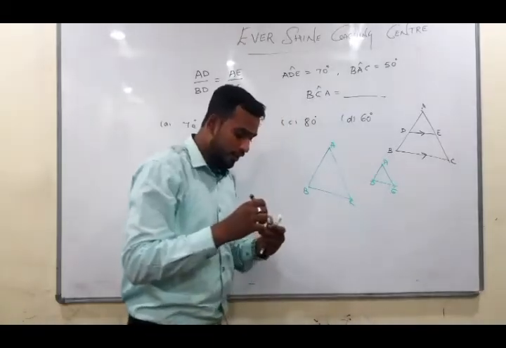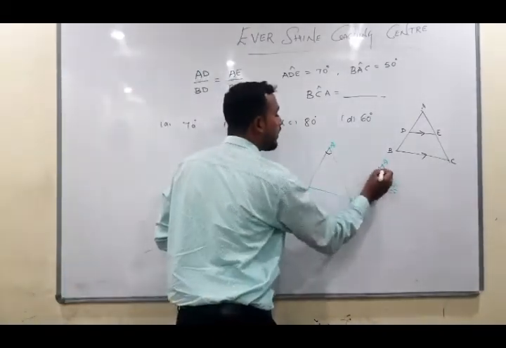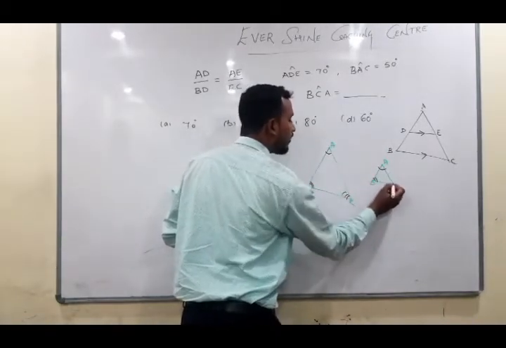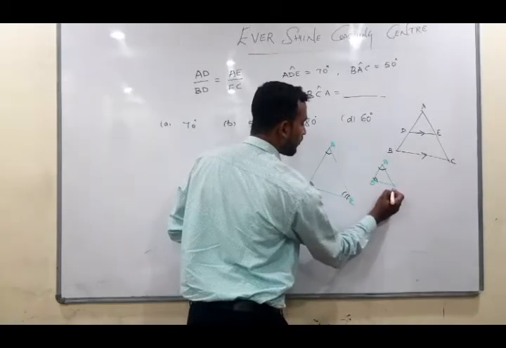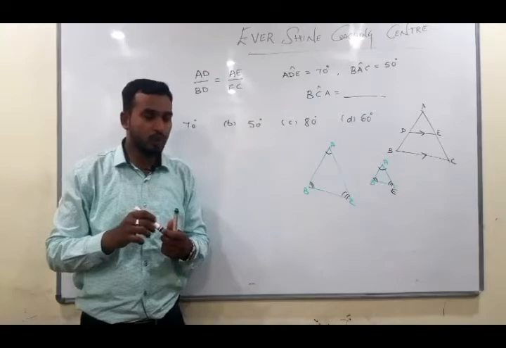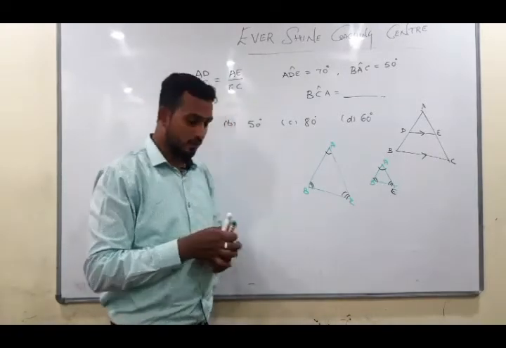According to BPT, we know that angle A is equal to angle A, angle B is equal to angle D, angle C is equal to angle E. Correct now? The corresponding angles are equal, right? The corresponding angles are equal. I am right or wrong?